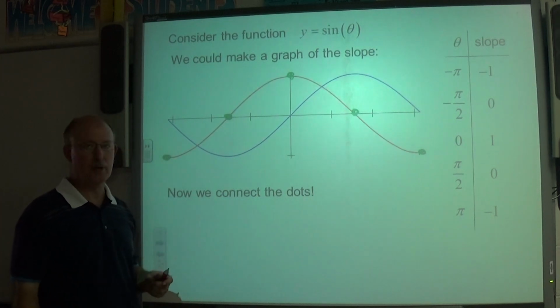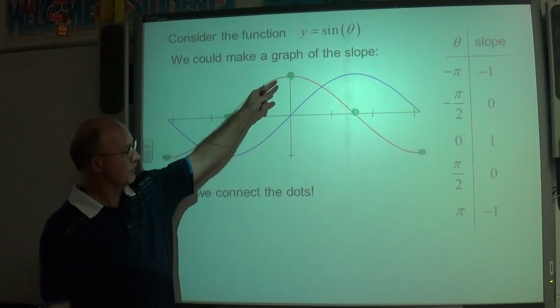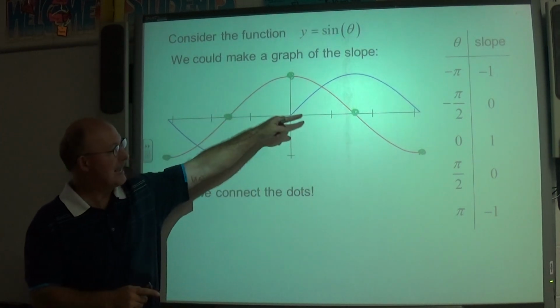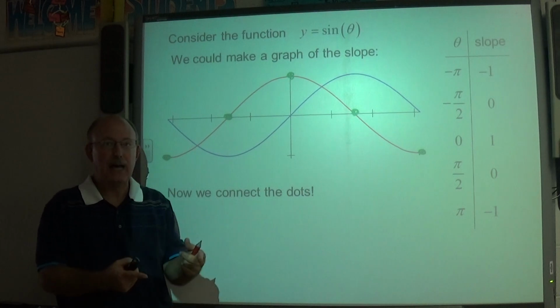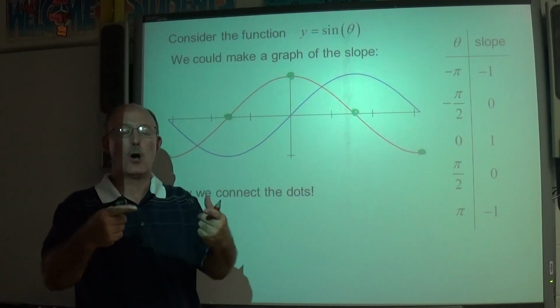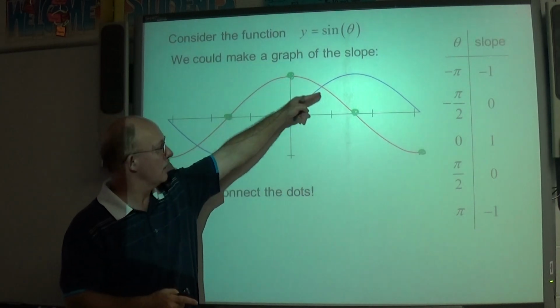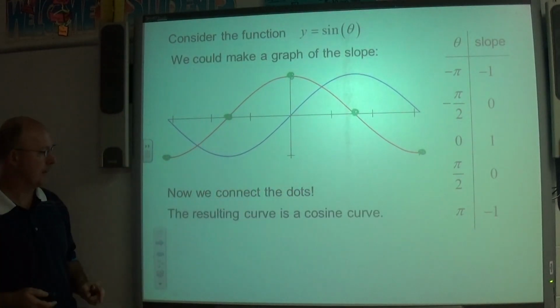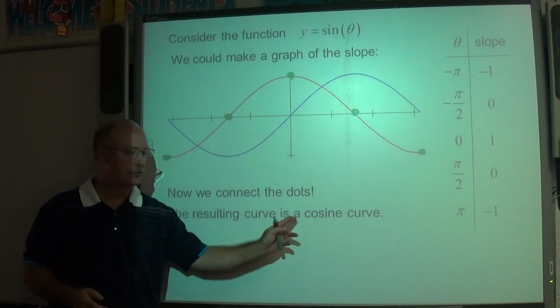So here goes. See the one in red? As you look at this graph, everyone should recognize that the graph in red, that's the derivative of sine, is the cosine function. You can see it starts up here, down, and back up. So the resulting curve is a cosine curve.